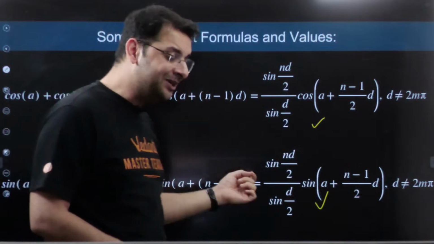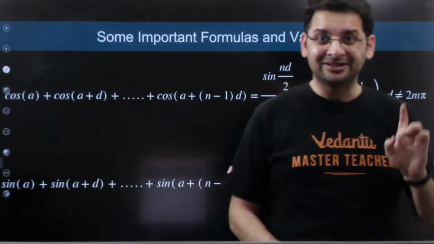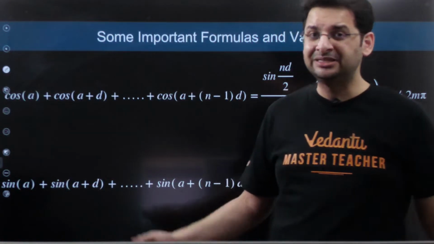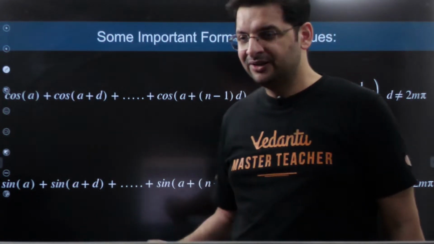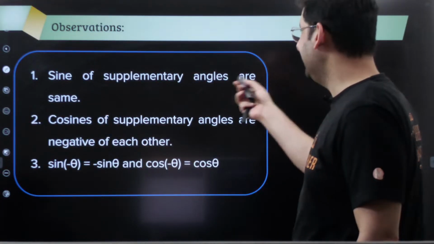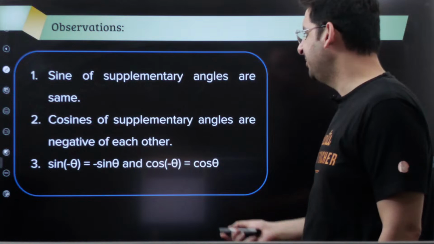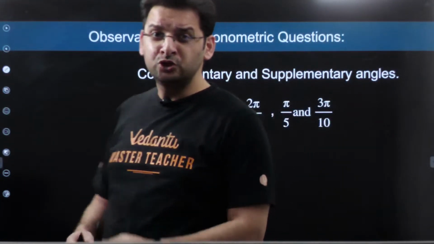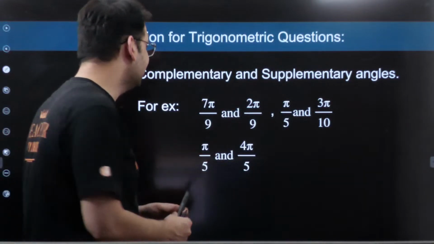So again, if you're planning to ignore them, do not do that, because you can pick up JEE Advanced previous year questions, and a lot of times these formulas have been used. Okay, so you have to remember this, very important. Now again, sine of supplementary angles are same, cosines of supplementary angles are negative of each other, right? Very obvious stuff. Now you should also be able to observe certain complementary angles.